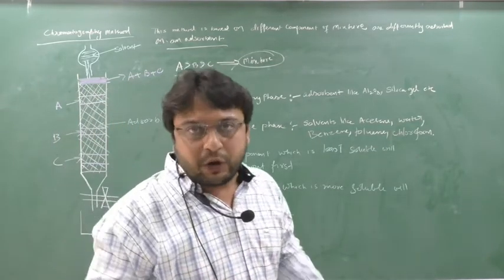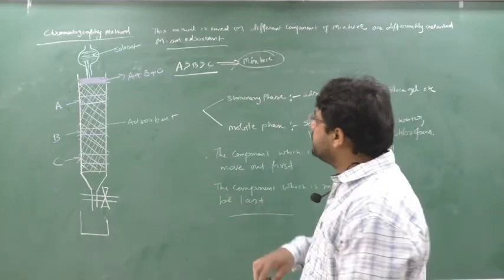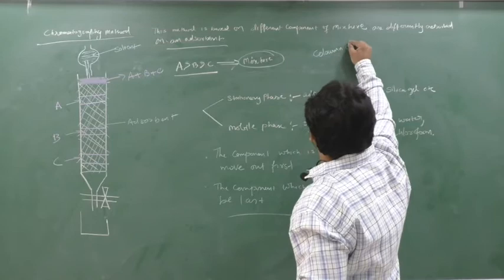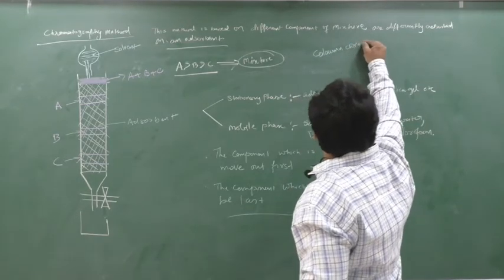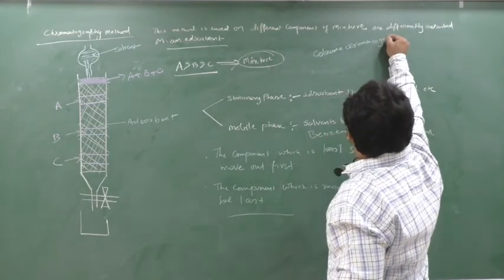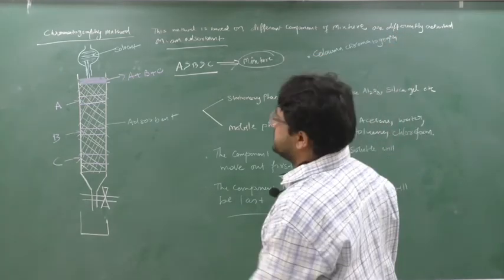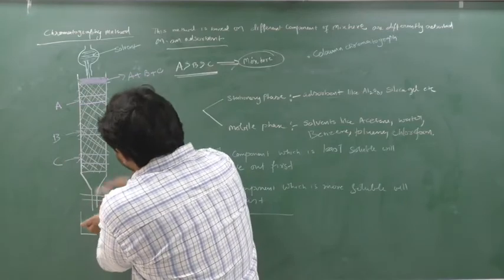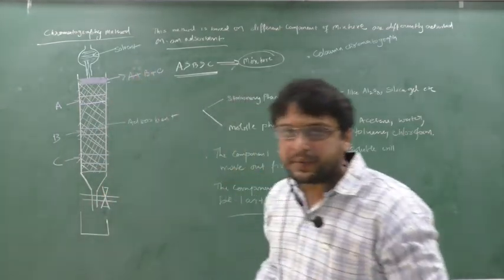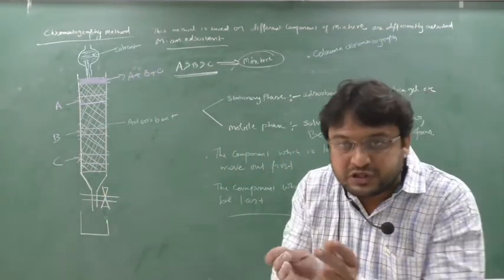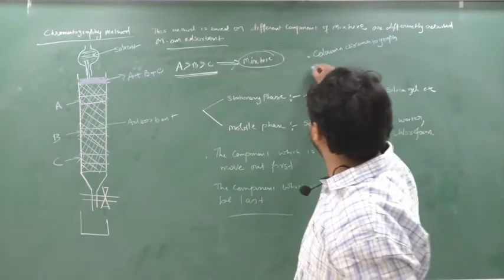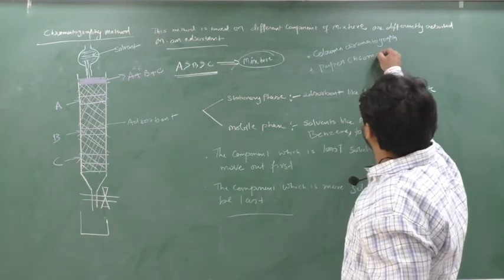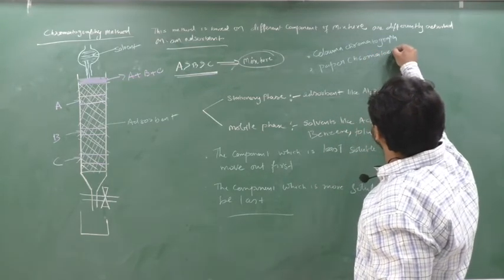Now I have done the chromatography by using the column. So this chromatography is known as column chromatography. If instead I had used paper to separate the components, then it would be paper chromatography, yes or no?